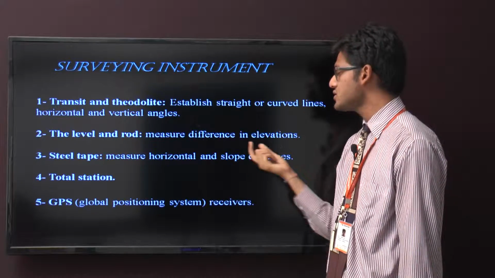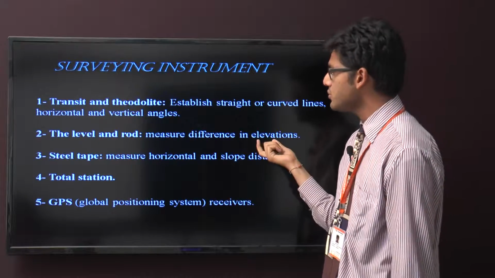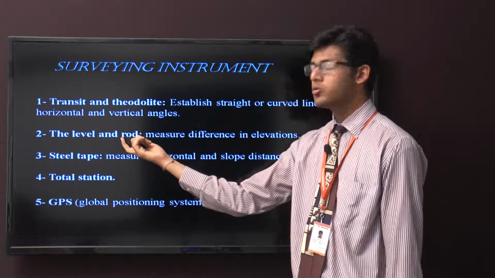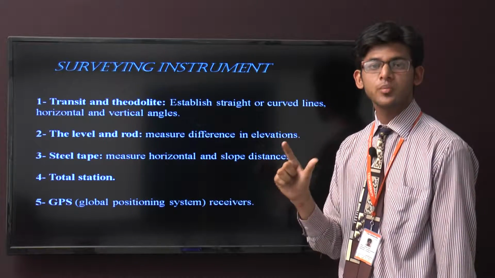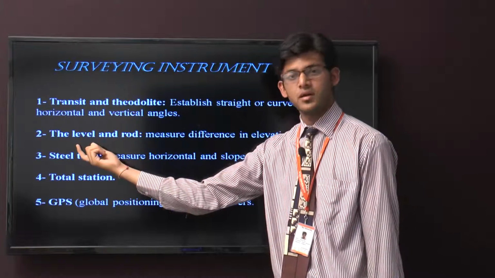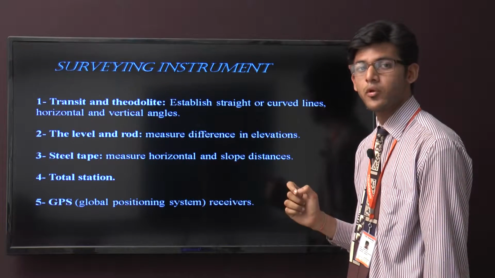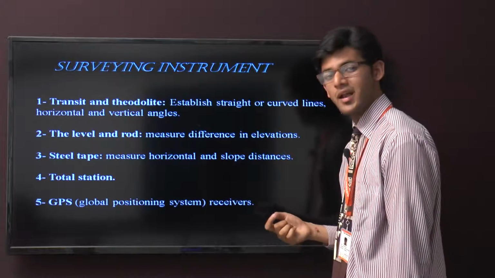Next is the level and rod. To measure the difference in elevations, that is the vertical heights or vertical distances, you have to set up the dumpy level on the ground. Thereafter you put a rod, and you see from the level, which generally has a telescope. When you see through the telescope, you can see the rod directly and point the location of the point relative to the ground. So it is generally used for the measurement of elevations.